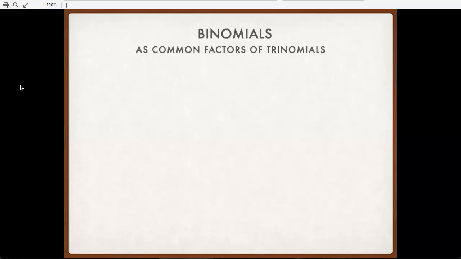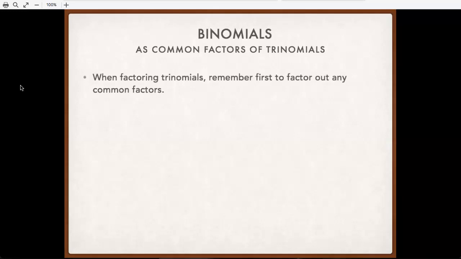First, something a little bit different related to what we were doing in the last lesson. We had talked about factoring out trinomials and how before we try to split a trinomial into two binomial factors, we want to make sure we remove any common factors. When we're doing this, we could also have a binomial as that common factor.